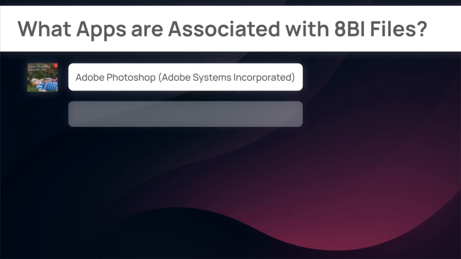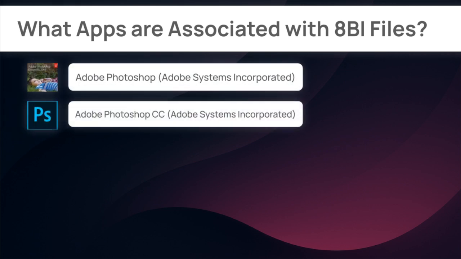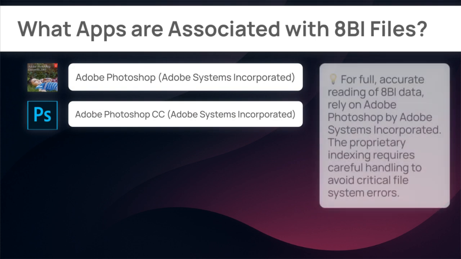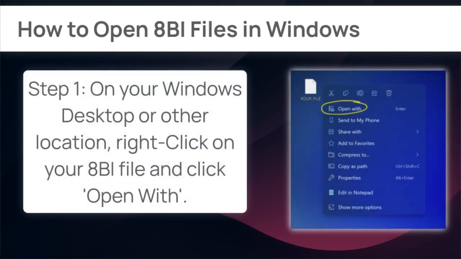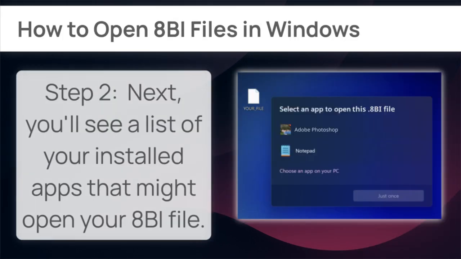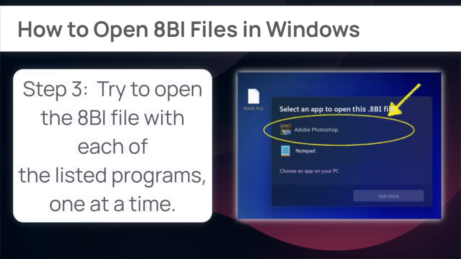Your first application to test with 8BI should be Adobe Photoshop from Adobe Systems Incorporated. The proprietary indexing requires careful handling to avoid critical file system errors. Windows offers restricted visibility, so interacting with the plugin depends on compatible software. The quickest way to solve this is testing. Right-click your 8BI file, then choose Open With. You should start with Adobe Photoshop if it's installed. If not, try another option, as some programs are better suited than others.